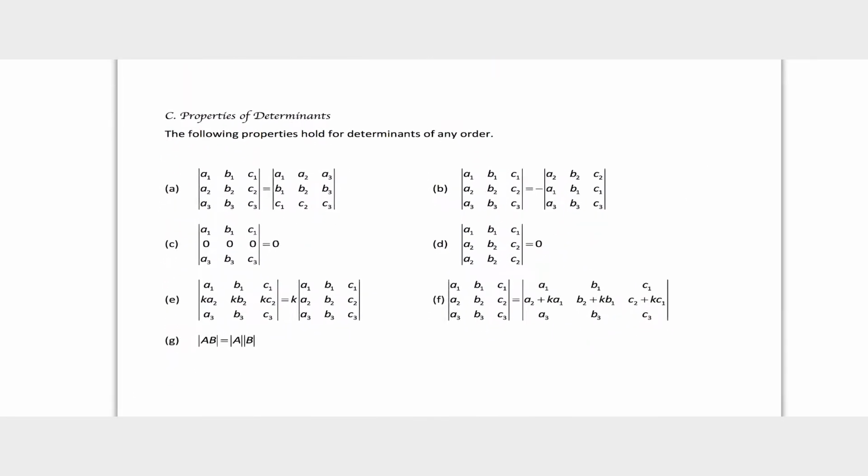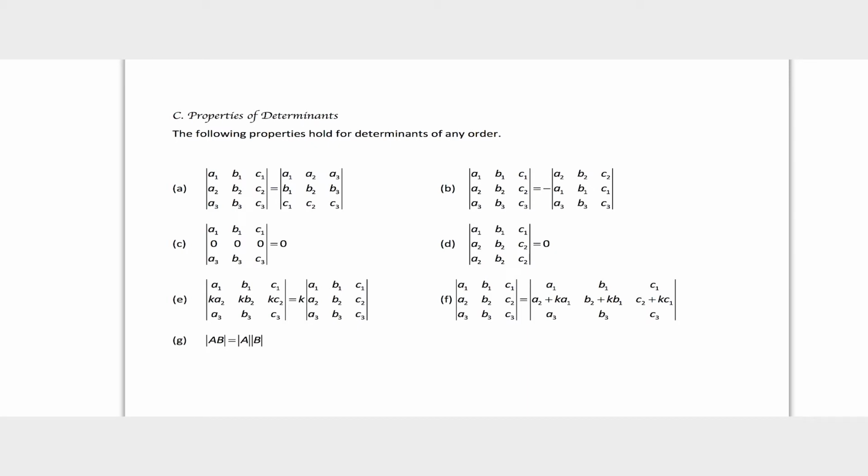There are several properties of the determinant. You need to remember them, because sometimes you need to know how to simplify it. For example, what is the first property? This is A1, B1, C1, A2, B2, C2. And then you can see, if we take the transpose, that means all the rows change to columns. And these two matrices have equal determinants.